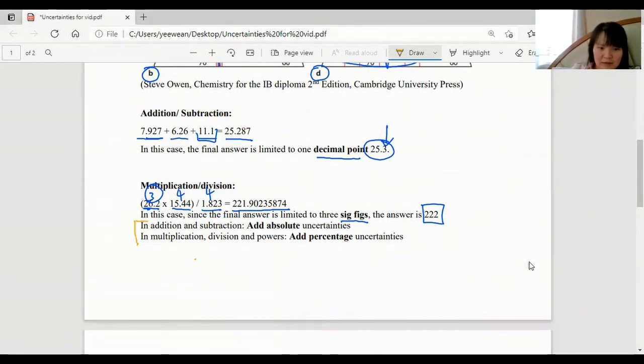Okay, the next thing is in addition and subtraction, we add the absolute uncertainties, but in multiplying and dividing, we will add the percentage of uncertainties. So one is absolute, for add and subtract, and one is by percentage if we multiply or divide.